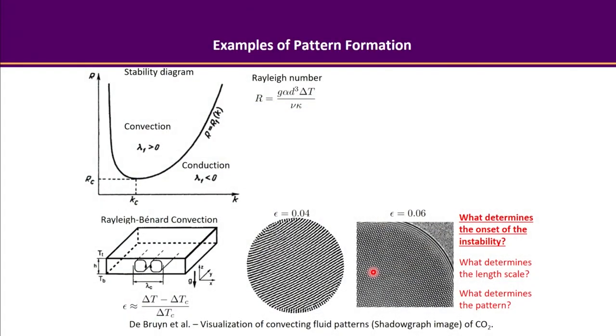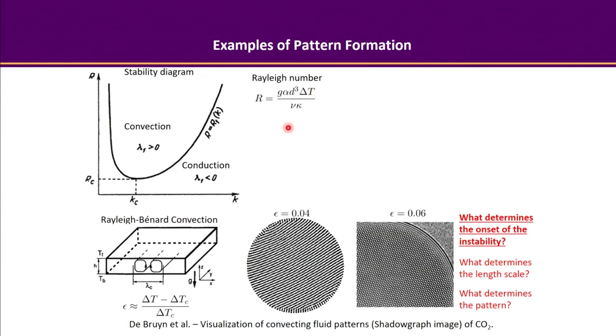Okay, so we talk a little bit about the onset of the instability. In this case, the Rayleigh number would be a good indicator, or a good parameter, for this system. You can see the Rayleigh number is a competition between the buoyancy force, which is proportional to the temperature difference. And in the denominator, there are two dissipating factors. One is conduction kappa, the other is the viscosity of the fluid.